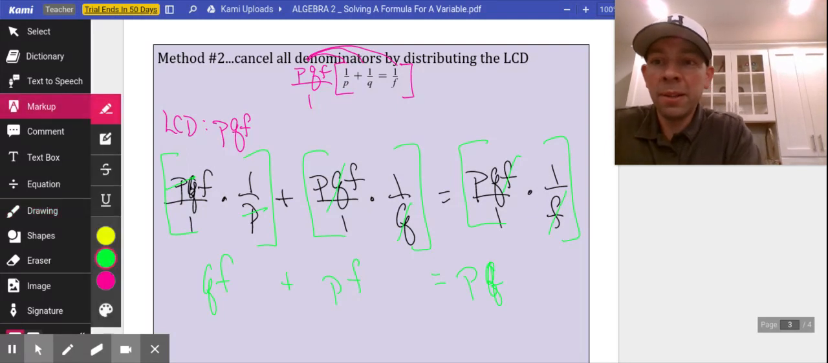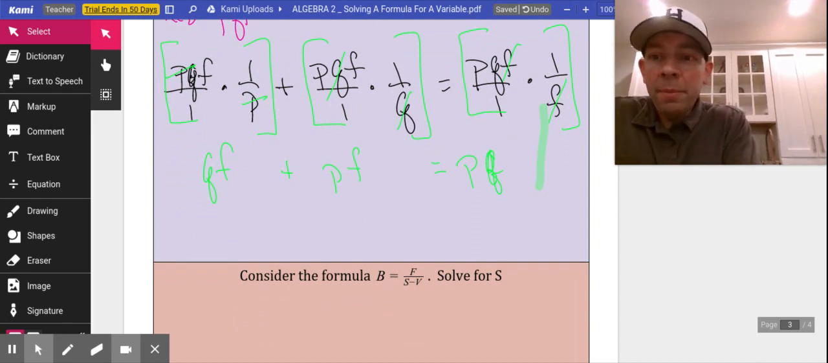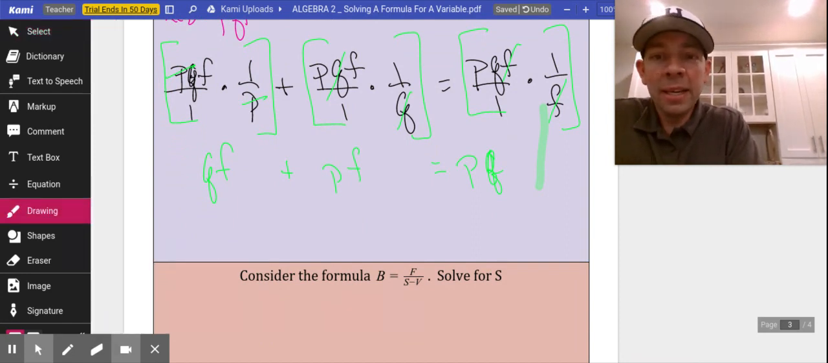Now, I tell you what, I don't know what that looks like on your screen, but that green is not showing up well on mine at all. So, okay, I'm going to go back to black ink here.